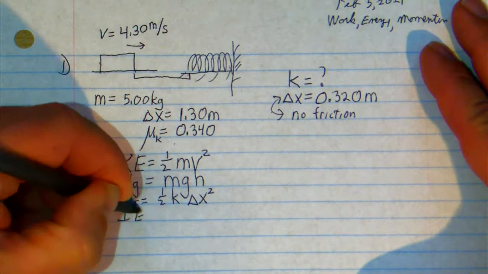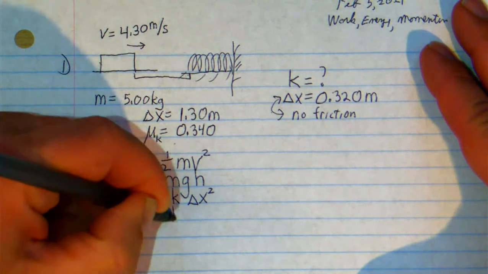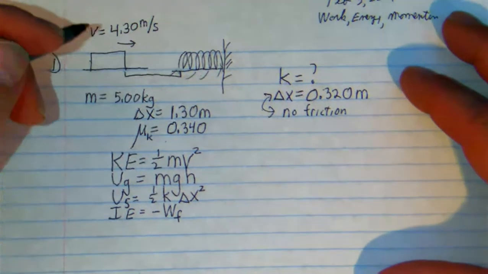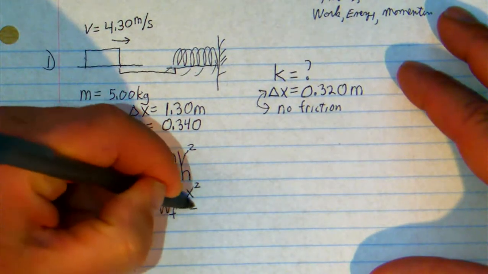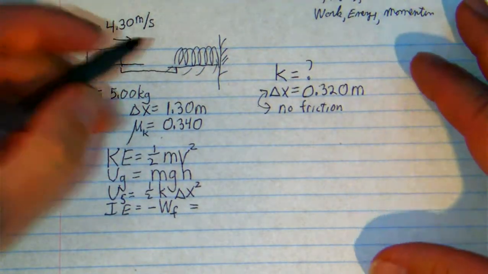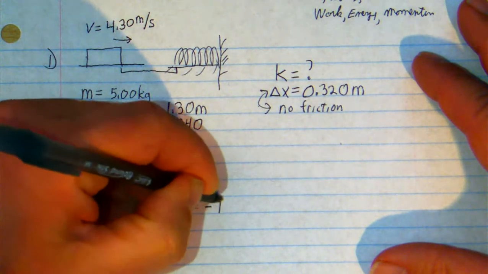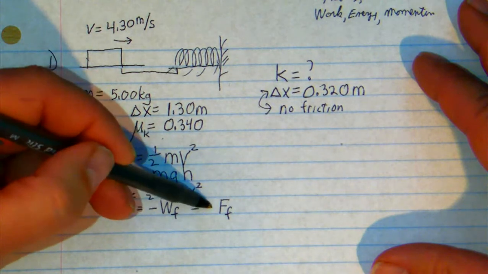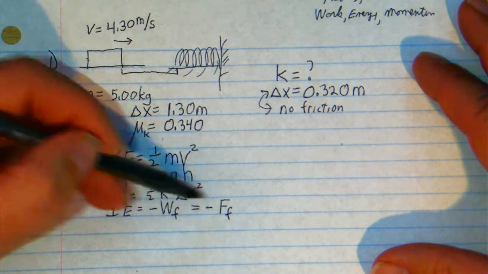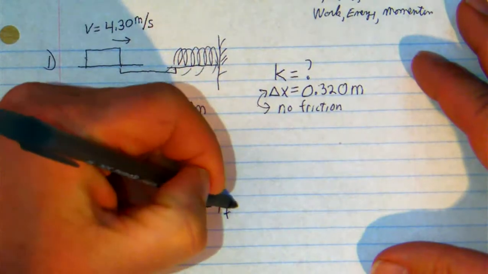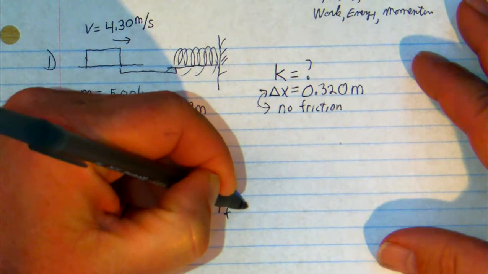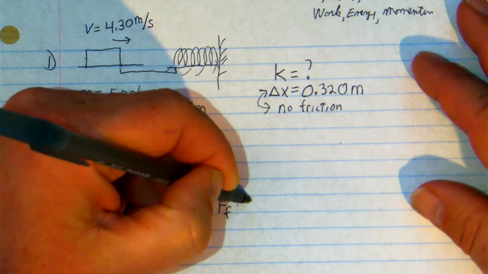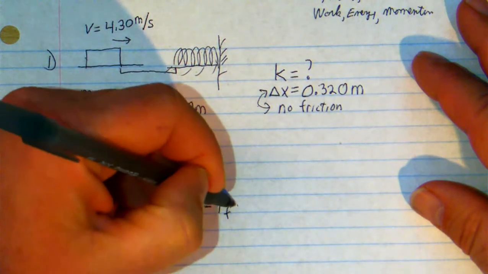Internal energy is the negative of the work done by friction in trying to stop things from moving. And the work done by friction is the force of friction, which is always opposite the direction of motion. So I'm just going to write it with a minus sign. The force of friction times the distance that it slides.